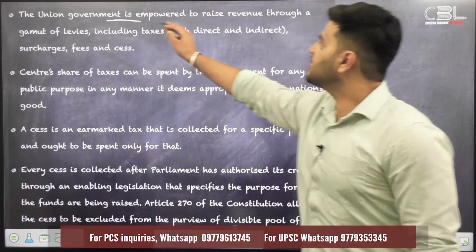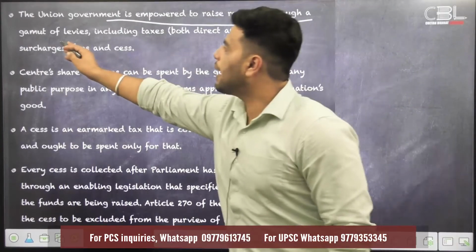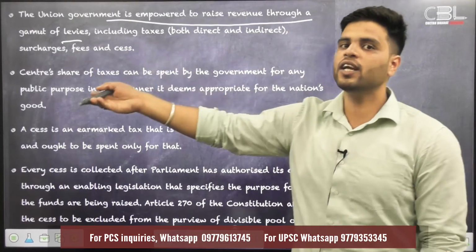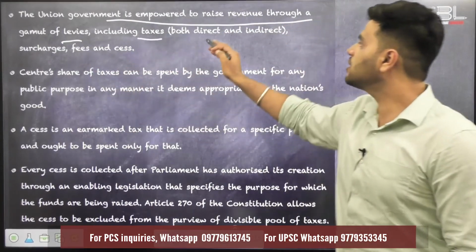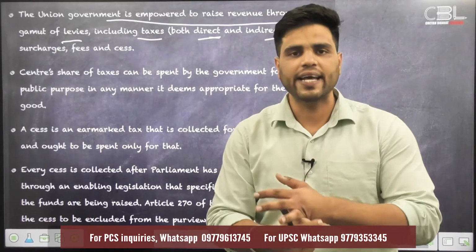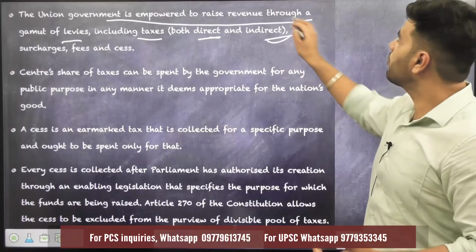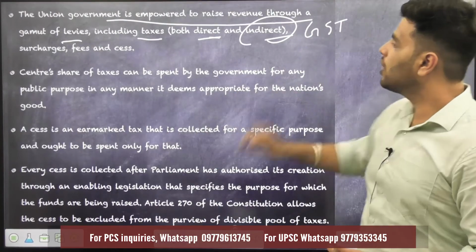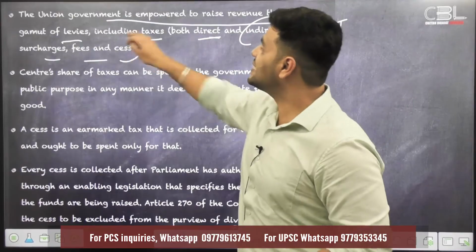The union government is empowered to raise revenue through a gamut of levies. Union government can raise its revenue through taxes, both direct and indirect. What are direct taxes? Example being corporate tax, income tax. What is the example of indirect tax? GST. Okay. Surcharge, fees and cess.